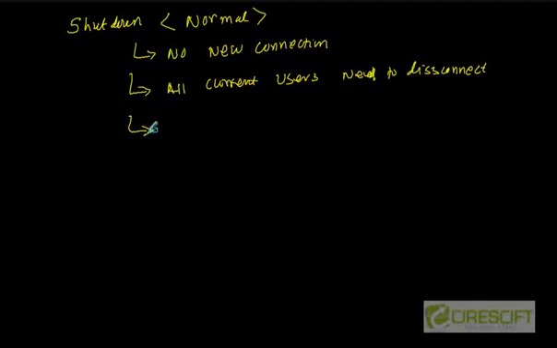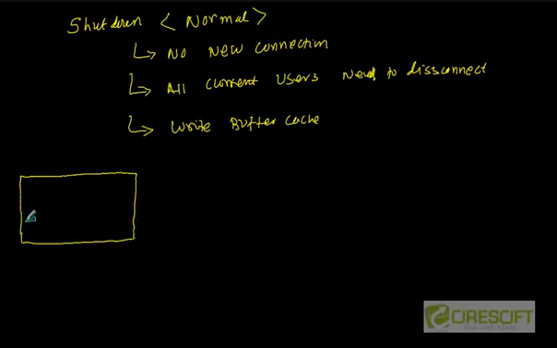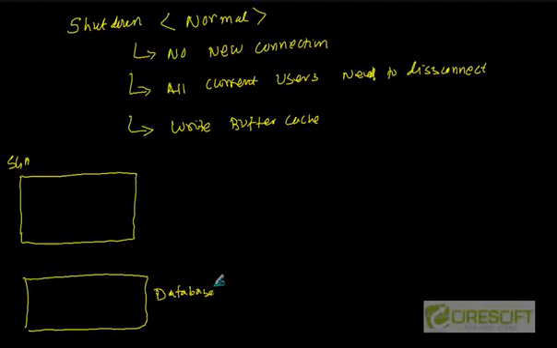Then it will write the buffer caches: it will write the DB buffer cache to the data files, and it will write the redo log buffers to the online redo log file. Just a quick reminder: this is your SGA and this is your data files, or database. In the SGA, we discussed that we have different pools, and one of these pools is called the buffer cache.